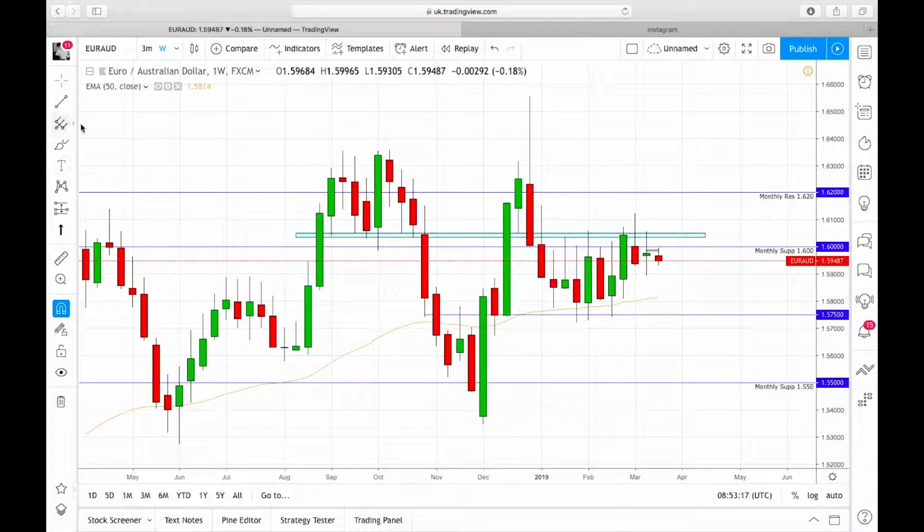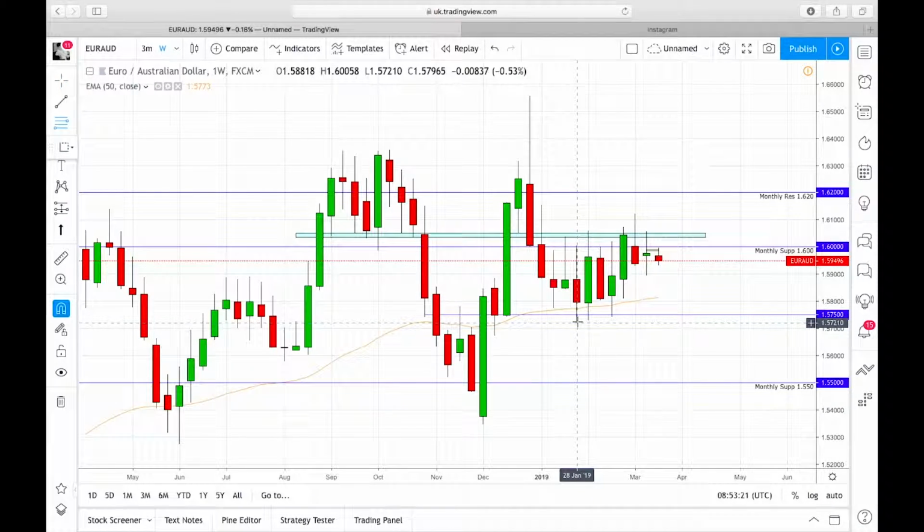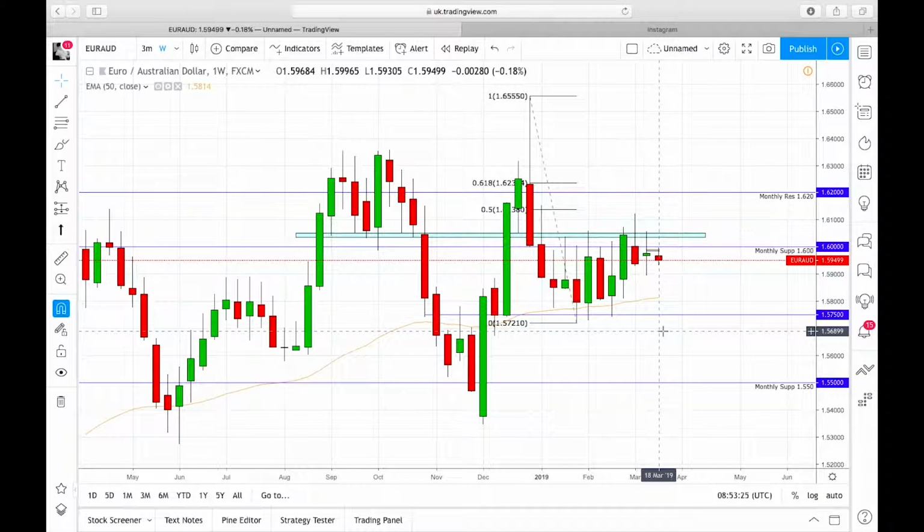And then what we can also do is get out the Fibonacci tool and establish one swing low to one swing high. We haven't quite got the Fibonacci touch there, but actually I don't think it's necessary because I do have a lot of confidence in this support turn resistance zone now.